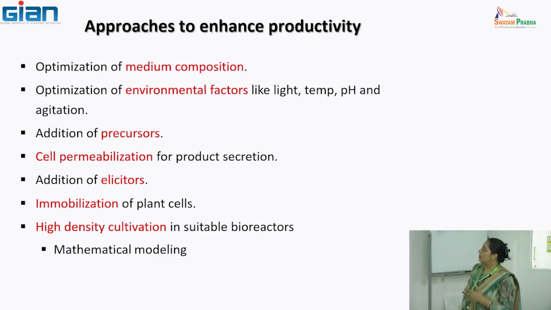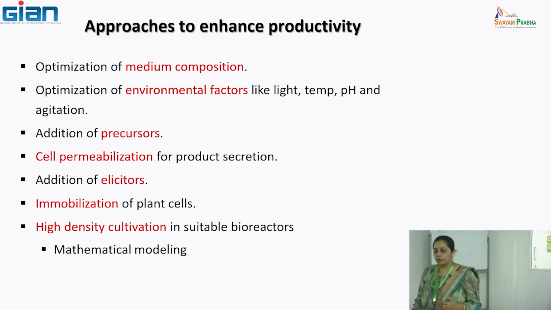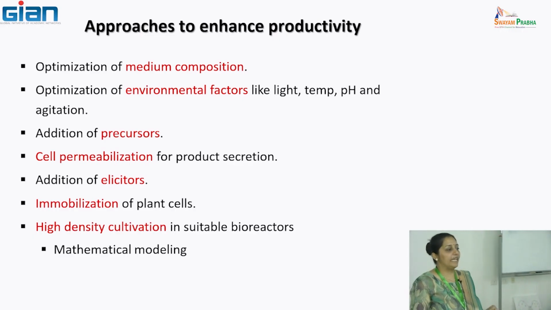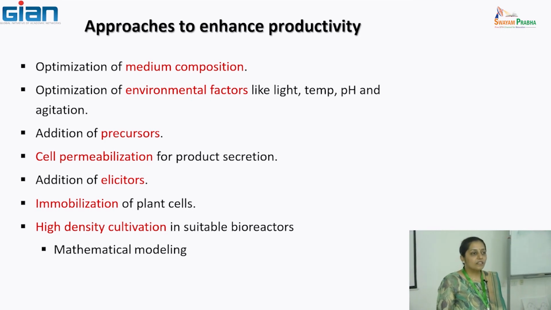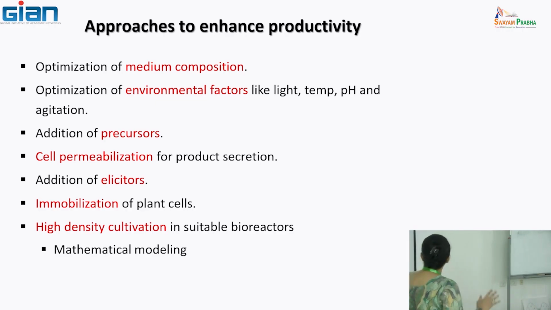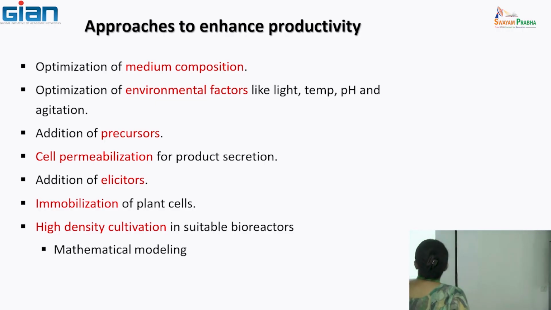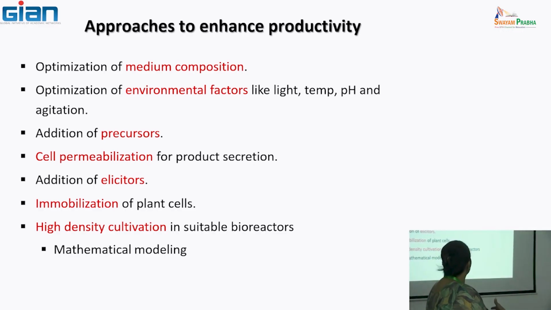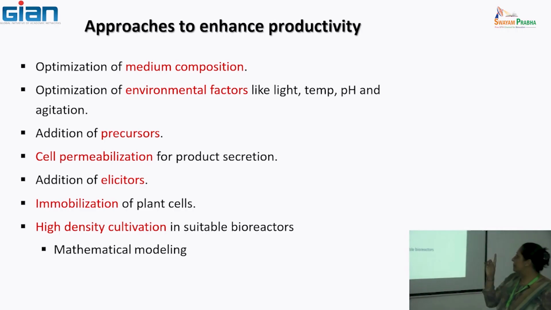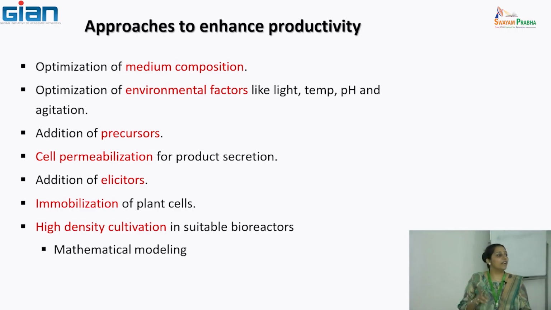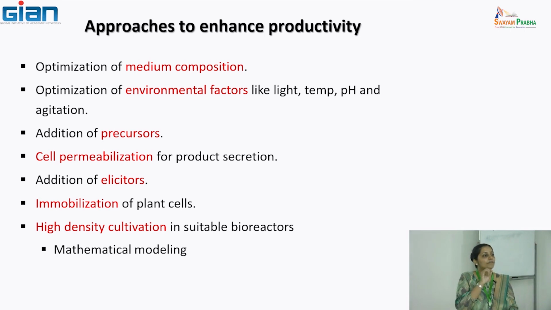Now, what do we do to enhance productivities? I told you that to bring economic feasibility to any bioprocess, the productivity has to be improved such that your production cost is at least able to match the product cost to begin with, and then you can use economies of scale to have more benefits. Now, what all do we do to improve productivities? We can optimize the media composition, and we optimize the environmental factors, especially some of the factors that are very targeted towards plant cells or tissues.